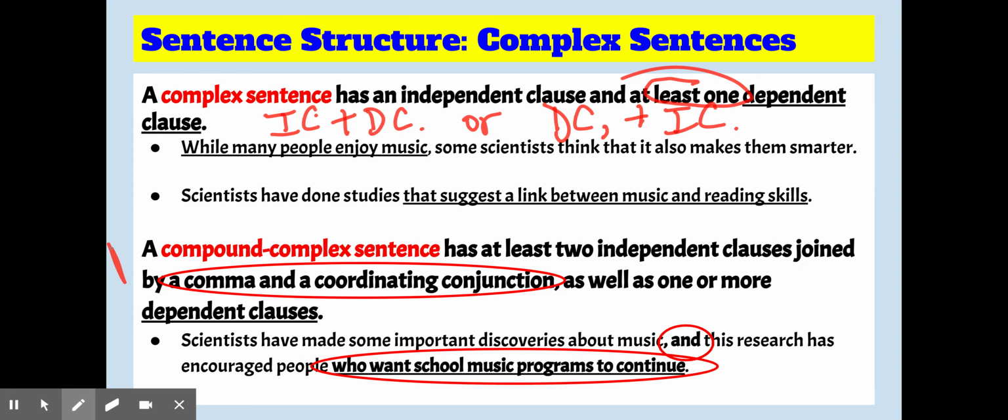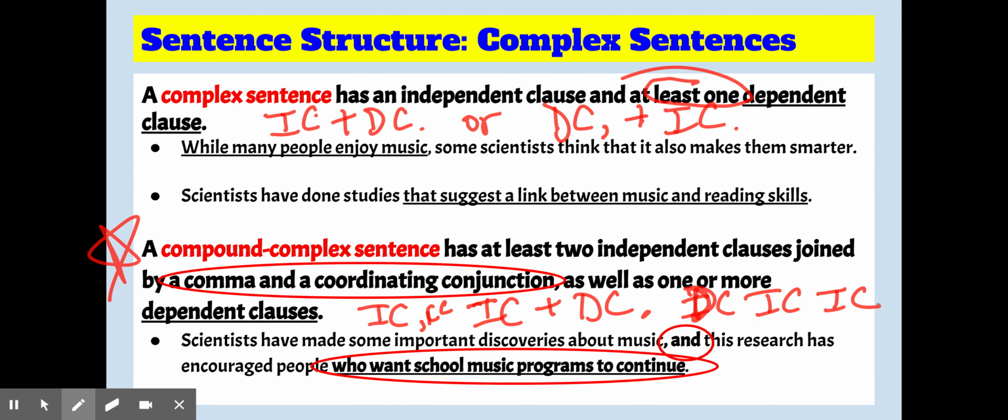Now, down here again for compound, it would have to be an independent clause with our comma and our coordinating conjunction, our fanboy, and another independent clause plus a dependent clause, period. Or it could be an independent clause, a dependent clause, and an independent clause and an independent clause. There's a whole bunch of different ways that it can go. So I'm going to erase my thing. I'm going to clear that.